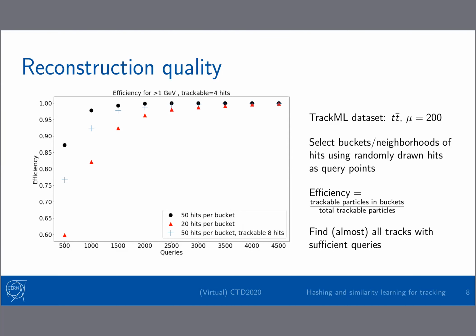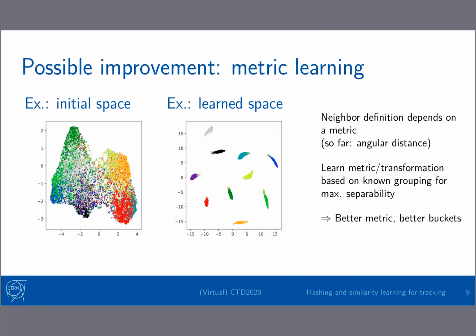What could we possibly improve for that? We're essentially looking for neighboring hits, and the neighborhood in this case means hits from the same track. So the neighborhood definition depends on a metric, and so far the default distance is the angular distance. But what you actually want is a metric where you optimize the separability of hits from different tracks. This procedure goes by the name of metric learning.